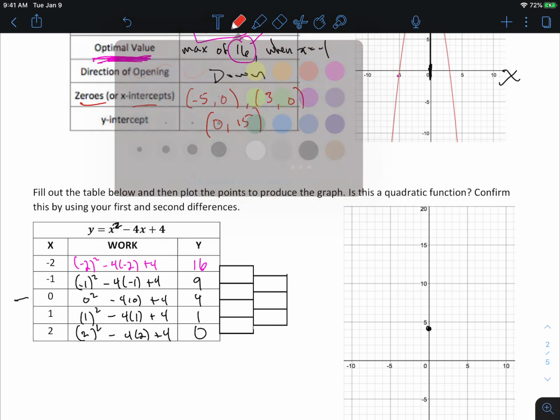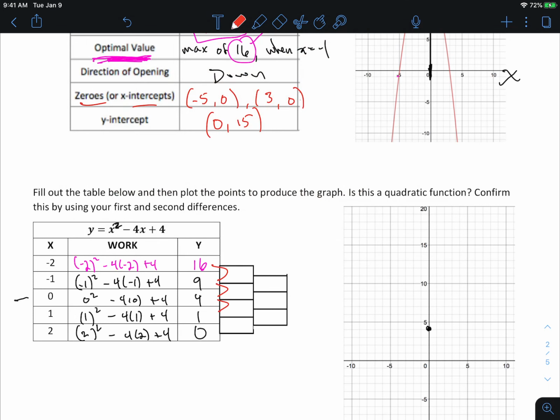All right, so let's do first and second differences. Do you have to go from bottom to top or top to bottom? Let's try from top to bottom, see if we get a different answer. So 16 minus 9 is 7. 9 minus 4 is 5. 4 minus 1 is 3. 1 minus 0 is 1. Yep. And then we'll do second differences. So 7 minus 5 is 2, 5 minus 3 is 2, and 3 minus 1 is 2. So yeah, that is quadratic. Good. Easy, right?